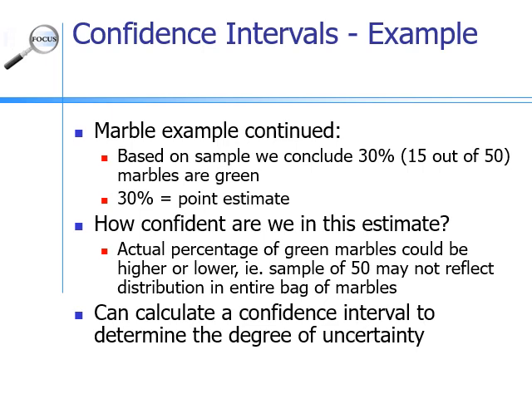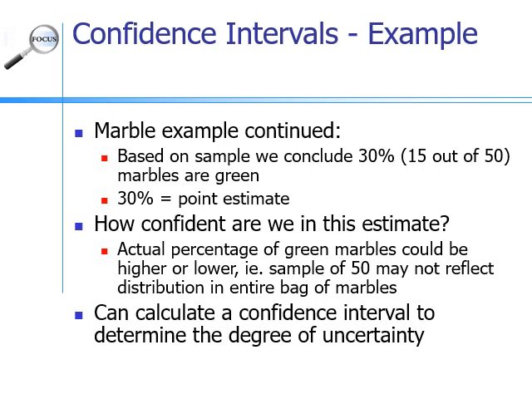And based on the sample, we can conclude that 30% or the 15 out of 50 marbles in the bag are green. So in this example, 30% is our point estimate. Are we really confident in stating that 30% of the marbles are green? I think we are not that confident. We are having some doubts about that statement.